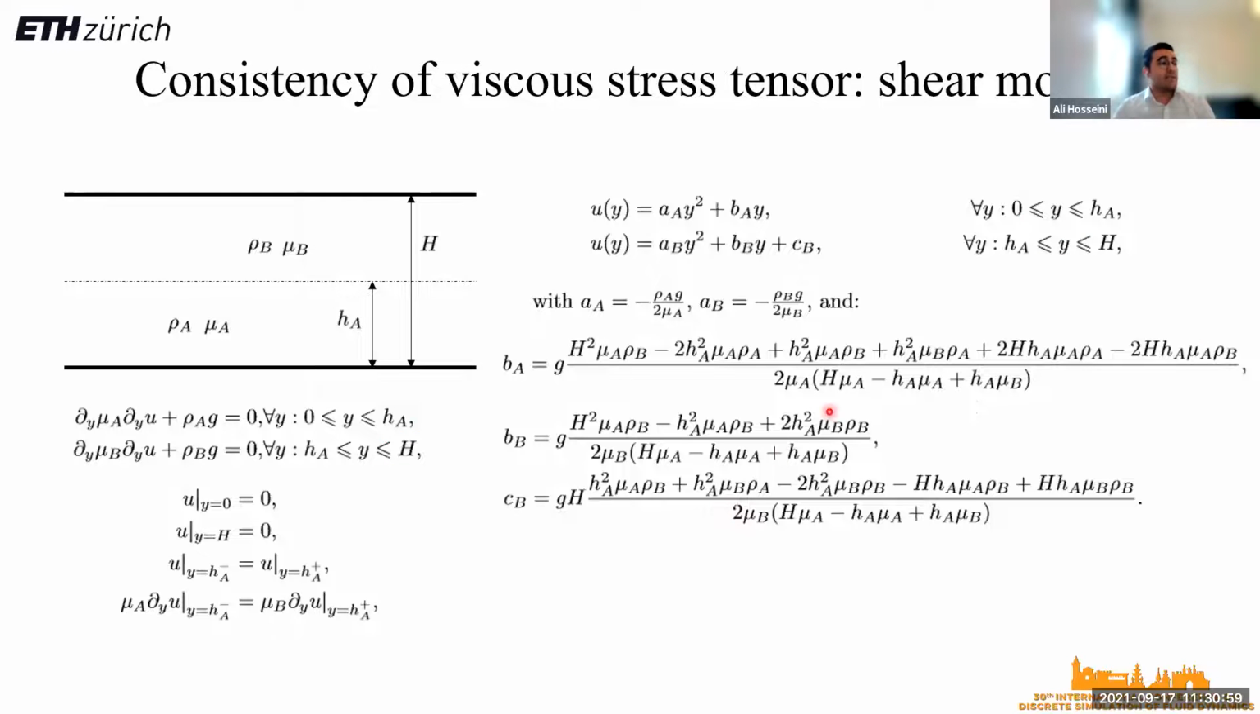So one of the first test cases to show that the shear stress tensor is consistent is a Poiseuille flow, so a layered Poiseuille flow. In the bottom layer, you have a fluid A with a given density and a given viscosity. In the top layer, you have fluid B with a given density again and viscosity. And this configuration has an analytical solution which can be readily derived and is shown here.